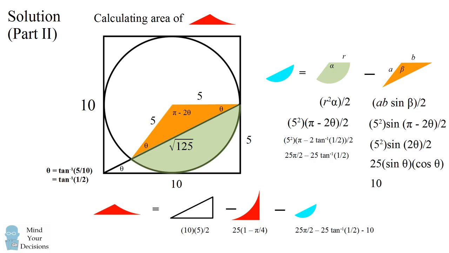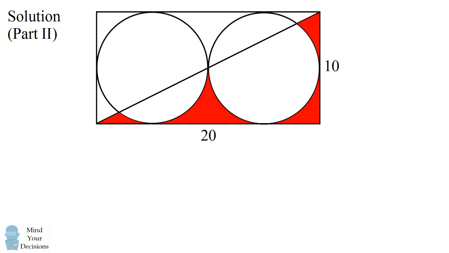So we have all the different areas of the pieces we want, and we can simplify this formula to get the area of the lower left-hand corner is equal to 10 minus 25 pi over 4 plus 25 times the inverse tangent of 1/2. This is approximately 1.956. So now we're going to put this all together, and we're going to calculate the area of the red regions. So as illustrated, the red regions are 100 minus 25 pi.